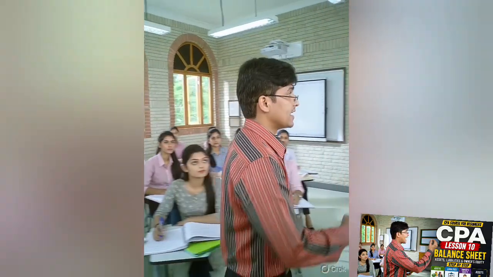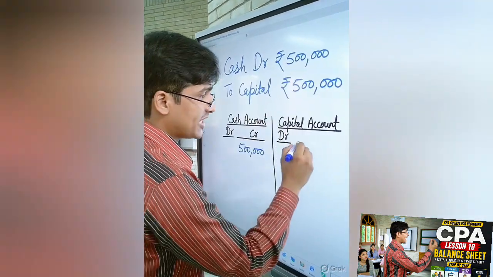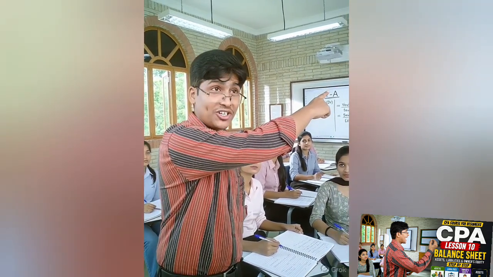All right, let's post this journal entry to the ledger. Cash debit 500,000 rupees. To capital 500,000 rupees. We debit cash and credit capital. See the T accounts? So, debit is on the left side. Does everyone understand this? Yes, sir. Left is debit. Exactly. And credit is on the right.